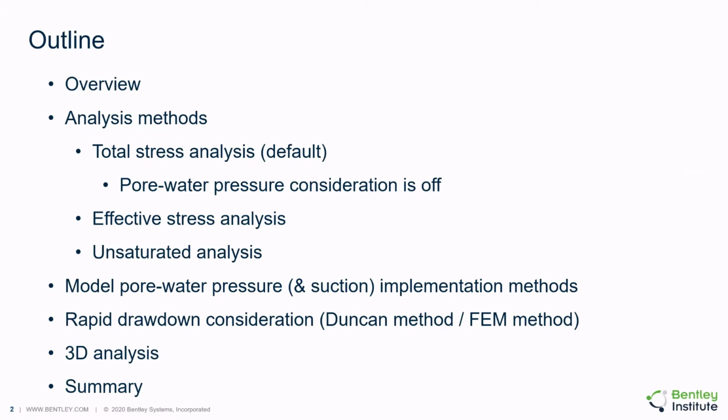Our video today will involve a brief overview of the use of pore water pressures and then cover the primary methods of analyzing a slope stability model. We will look at total stress, effective stress, and unsaturated analysis methodologies. We will also look at methods of combining the modeling of positive pore water pressures and soil suctions. We will look at the methods of modeling rapid drawdown scenarios using the Duncan method or the combined finite element method. Lastly, we will look at how these methods can be extended into the realm of 3D numerical modeling.